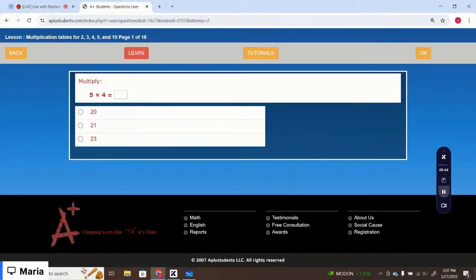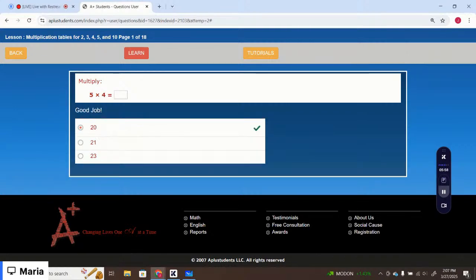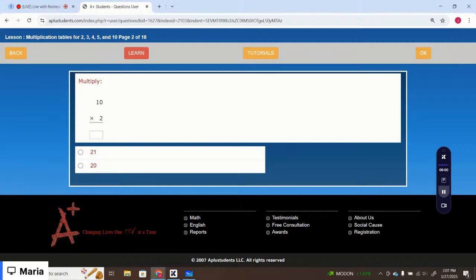5 times 4 equals 20. Option number 1 is the correct option. So if you're still not good with multiplication, now it's time to learn the multiplication tables. They are very important. If you're good with multiplication, you'll be good with division also. So multiplication tables are very important.